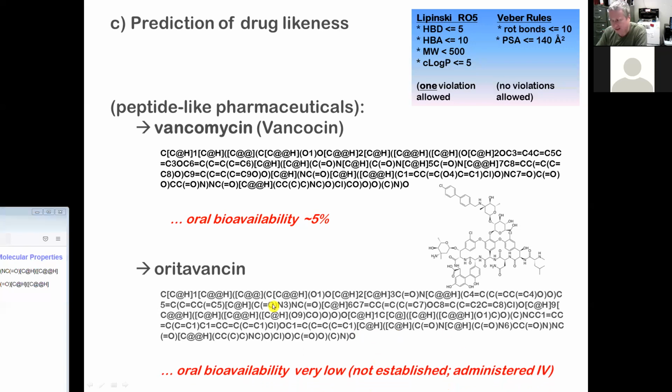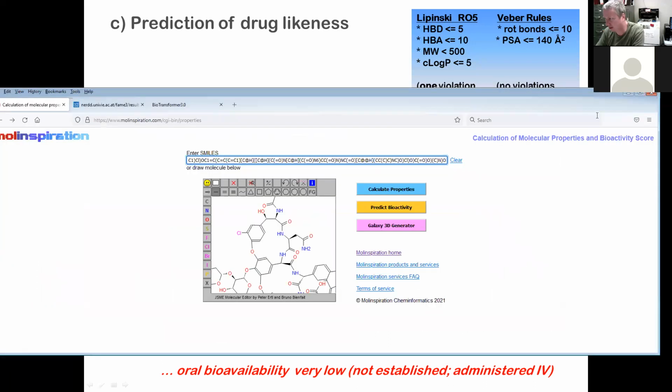I love how SMILES not only encodes this crazy chemical structure in a series of letters, but all these little bracketed things are the stereochemistry. So it encodes the stereochemistry of all these atoms. Every stereocenter is encoded in this series of letters. So SMILES is a cool thing. All right, so for this oritavancin, paste the SMILES.